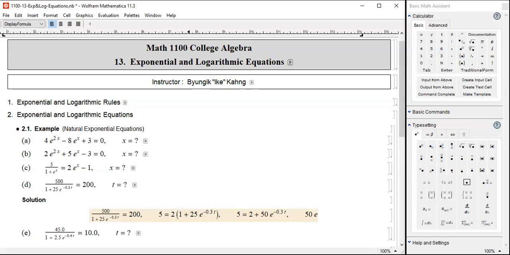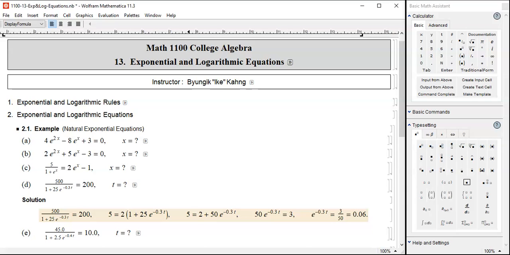Therefore, 50 exponential of negative 0.3t is equal to what? 5 minus 2 is 3, isn't it? That's 3 over 50, and that's 6 over 100, so 0.06. So what do we have here? We successfully solved this linear equation with respect to exponential.